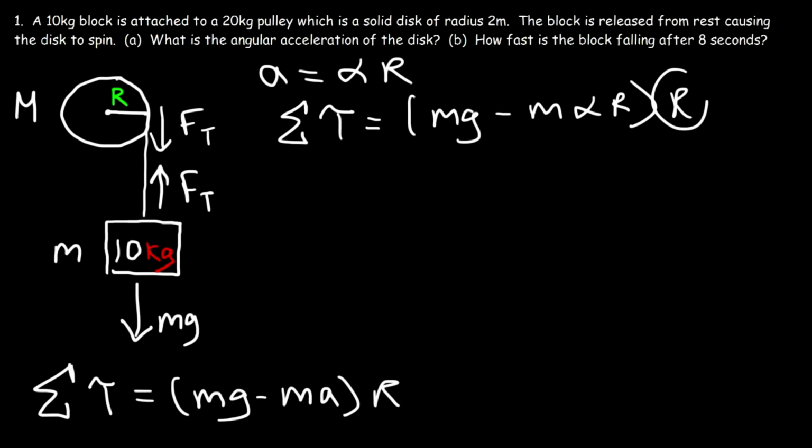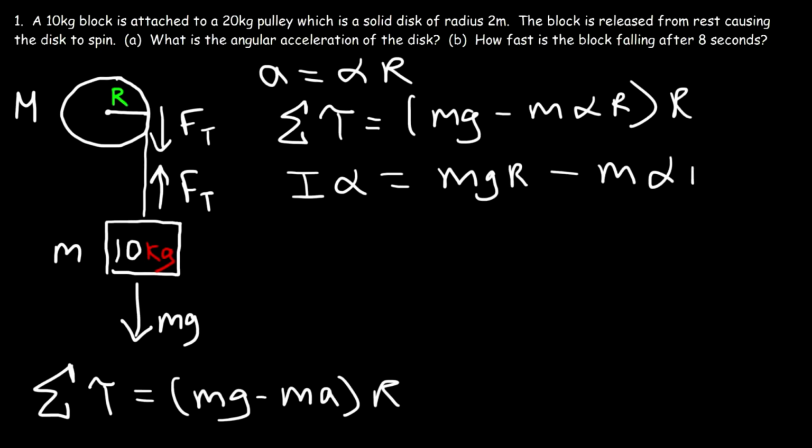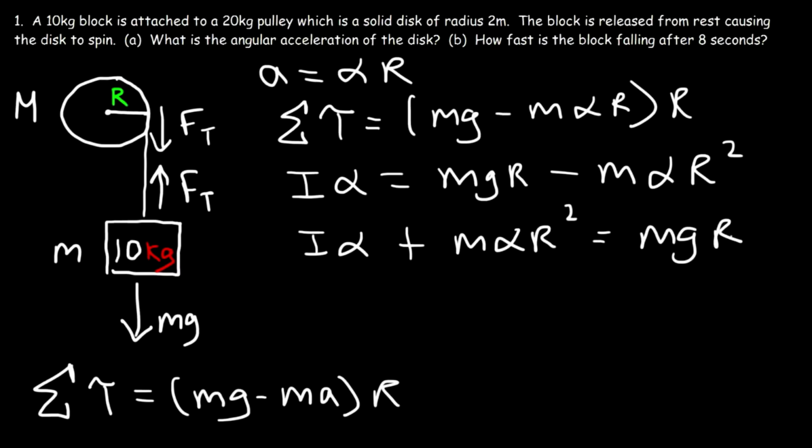So what I'm going to do now is distribute r to these two terms. And at the same time, I'm going to replace the net torque with inertia times alpha, based on Newton's second law for rotational motion. So that's equal to mgr minus m alpha r squared. Now my goal is to calculate the angular acceleration, so I need to isolate this term. So I'm going to take this term and move it to the left side. So inertia times alpha plus m alpha r squared is equal to mgr.